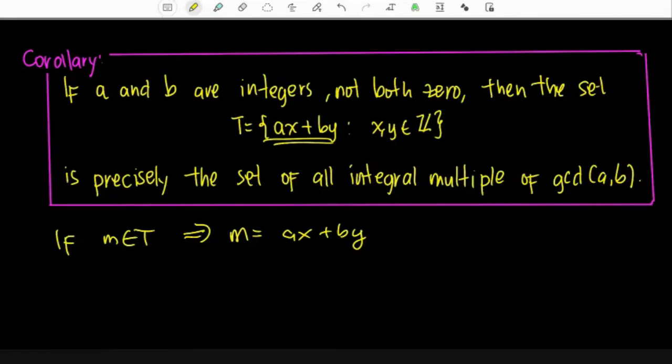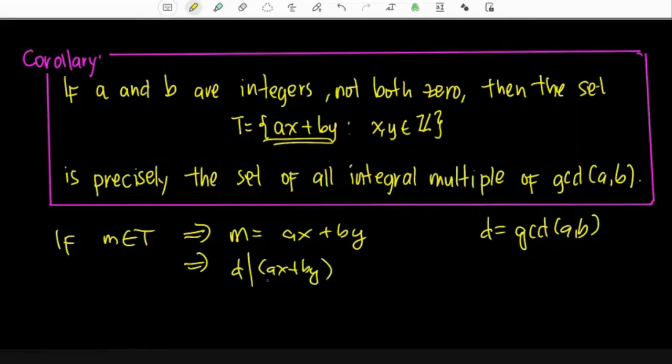Tama? Pero since D both divides A and B, so here we let D equals GCD ng A and B. And D divides both A and B. So that would necessarily mean na D divides any linear combination. So D divides AX plus BY. Or that means D divides M. So if D divides M, then by our definition, M is a multiple of D. Ibig sabihin, kahit anong laman ni T, multiple siya nung divisor.